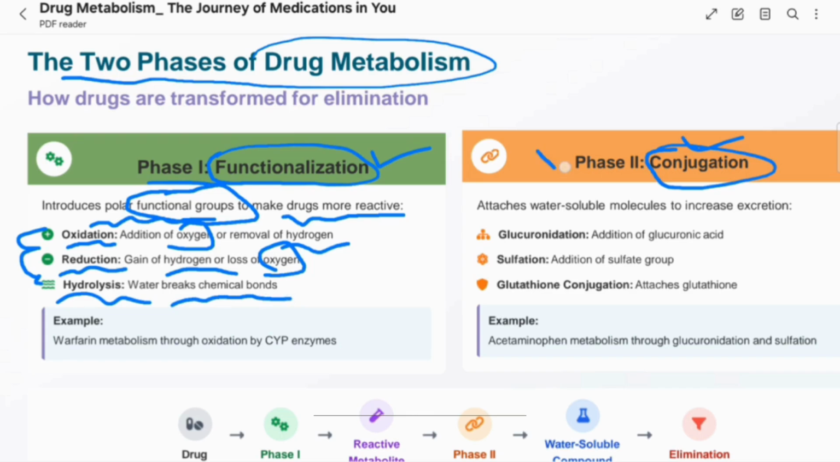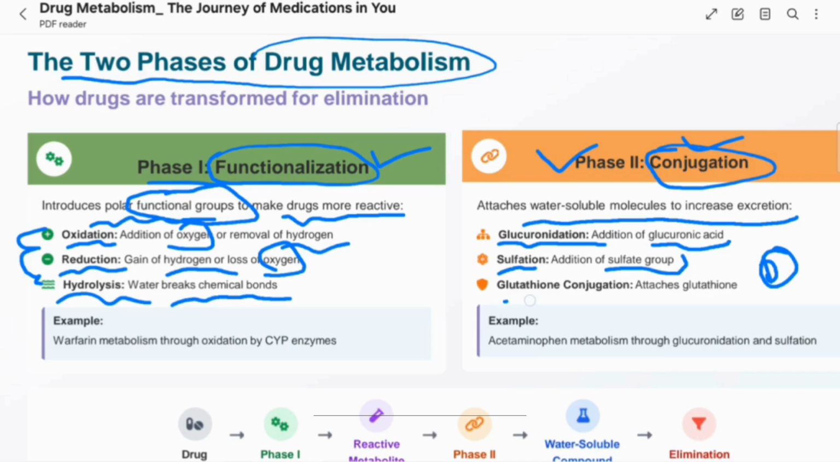Then what happens in phase 2? Here it attaches a water soluble molecule to increase excretion. The drug is bonded or attached to water soluble compounds, like glucuronidation, which means addition of glucuronic acid. The next one is sulfation, meaning addition of a sulfate group. Then glutathione conjugation, meaning addition of glutathione.